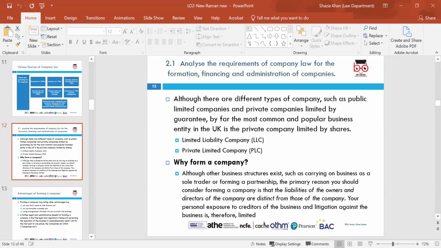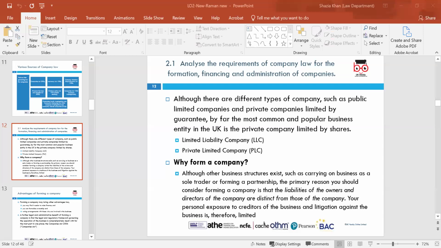Now we're going to look at 2.1, which is to analyze the requirements of company law, formation, financing and administration of companies. And this is really important because this is part of your assignment session. When we look at the assignment discussion, there is an area that looks at this element. So although there are different types of companies, such as public and private limited, the most popular are limited liability companies and private limited companies. So you need to have these companies.